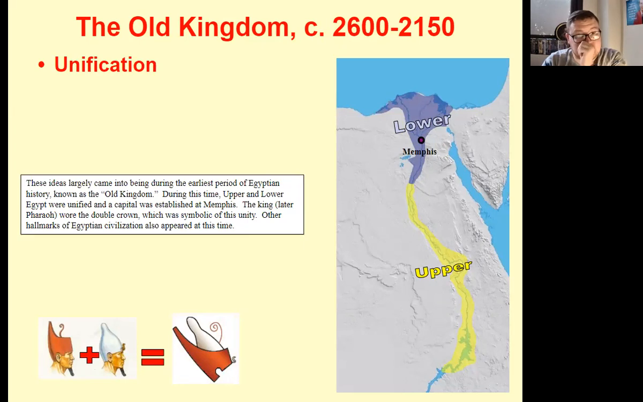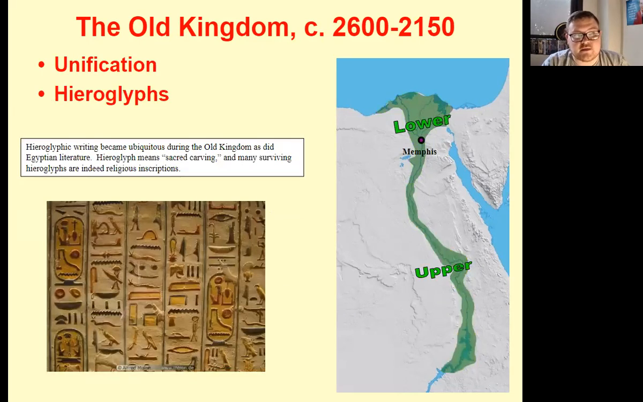Other hallmarks of Egyptian civilization also appeared at this time. So then we have hieroglyphs. Hieroglyphic writing became ubiquitous during the Old Kingdom, as did Egyptian literature. Hieroglyphic means literally a sacred carving, and many surviving hieroglyphs are indeed religious inscriptions.